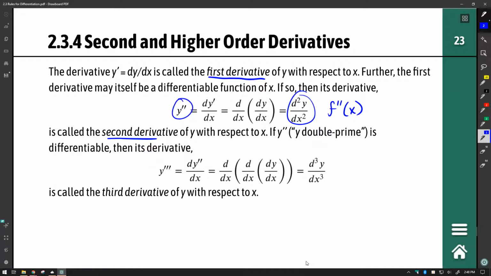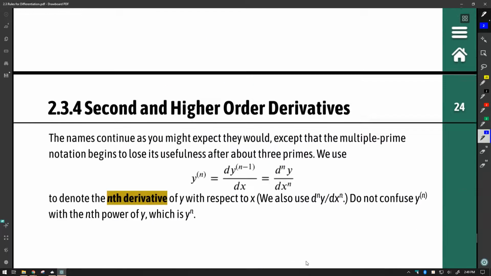If y double prime is differentiable, then its derivative y triple prime, or the derivative of d squared y over dx squared, which is d cubed y over dx cubed, often called f triple prime of x. That is the third derivative. So the point here is that often derivatives are differentiable themselves. And if that's the case, and if we have reason to find another derivative, then we name them first derivative, second derivative, third derivative, and so on.